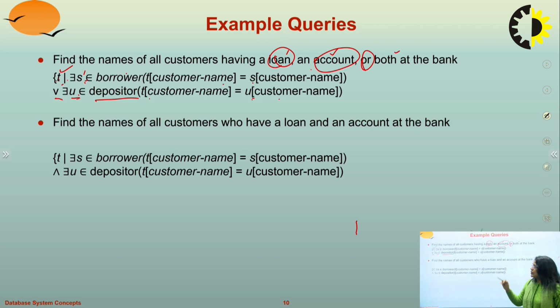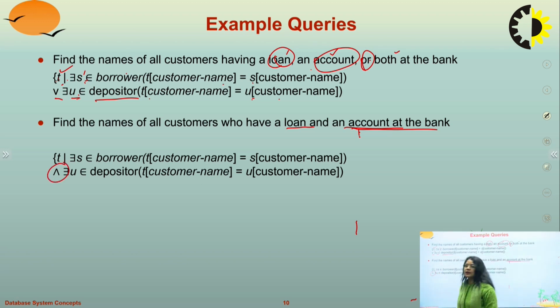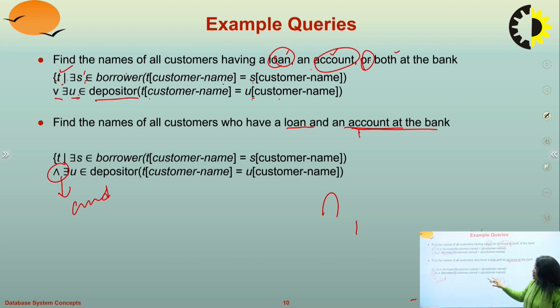Right? Okay. The next query is to find the name of all the customers who have a loan and account at the bank. Right? So what is the difference between this query and the previous one? The difference is that it requires intersection. Who have a loan and account means both. So the only difference in this query is the connector. For intersection, we are using AND as a connector. All other things will be the same.